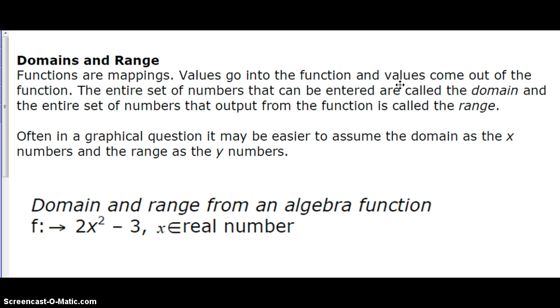So the entire set of numbers that can be entered are called the domain. So that is the input. And the entire set of numbers that output from the function is called the range. So the input is the domain and the output is the range. And often when we're graphing, it's easier to assume that the domain is x and the range is y.